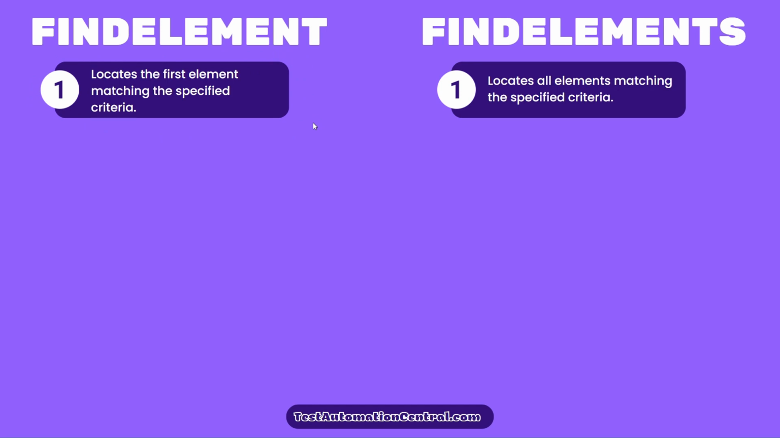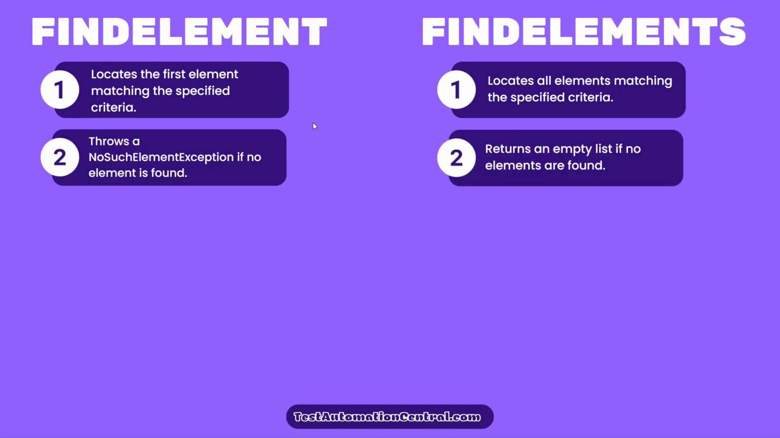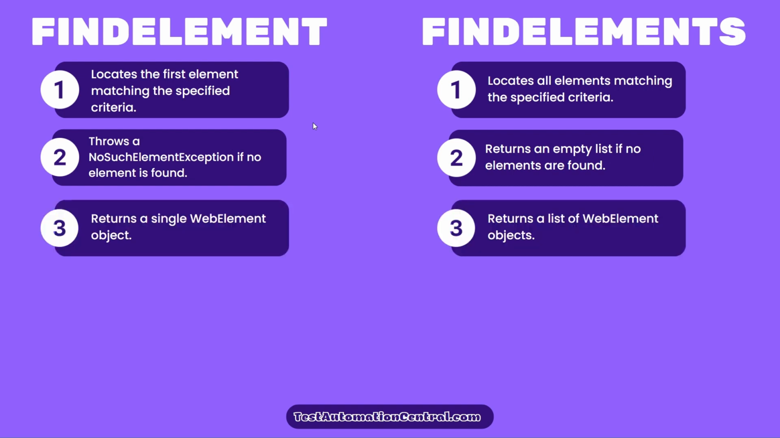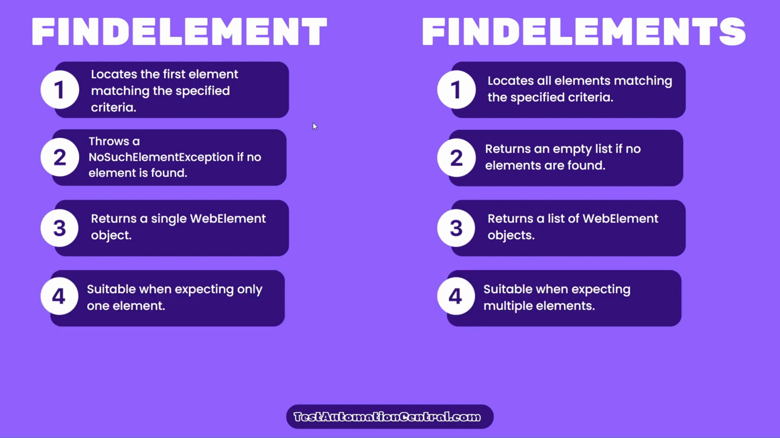Okay, now let's go to the next point. Whenever an element is not found in the DOM structure, findElement will throw NoSuchElementException, whereas findElements will return an empty list if elements are not found. findElement we can use for a single WebElement object, whereas findElements we will use for a list of WebElement objects. findElement is suitable when we are expecting only one element, and findElements is suitable when we are expecting multiple elements. So how do we initialize both findElement and findElements?